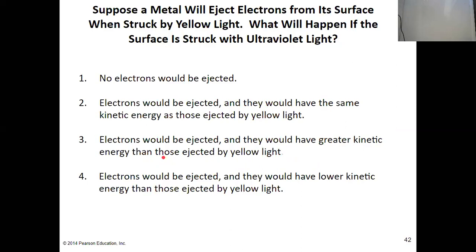Right? So let's think about a little thought question here. Suppose a metal will eject electrons from its surface when struck by yellow light. What will happen if the surface is struck with ultraviolet light? And these are your options. Okay, read through them. Pause this a second. I'm going to move on, but pause it and read it and try the question out. Try to reason it out.